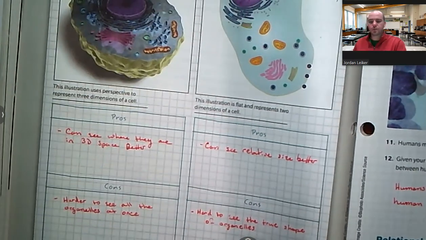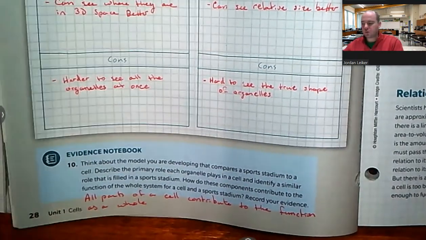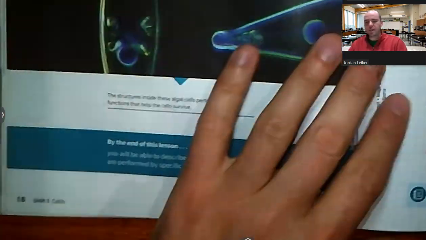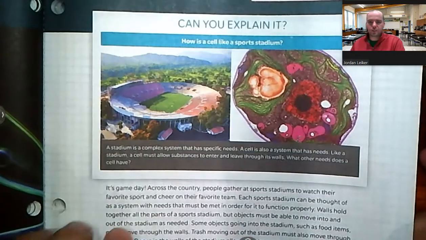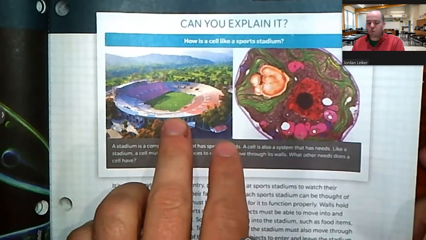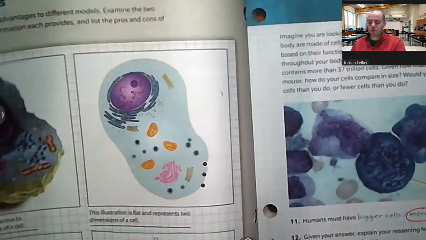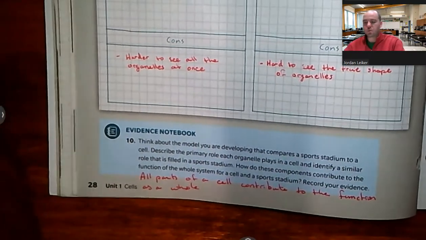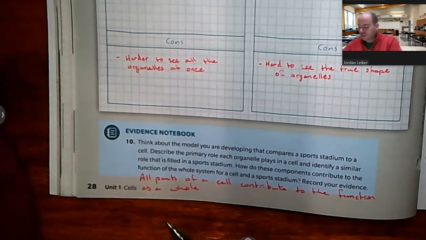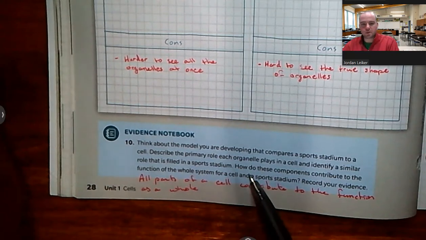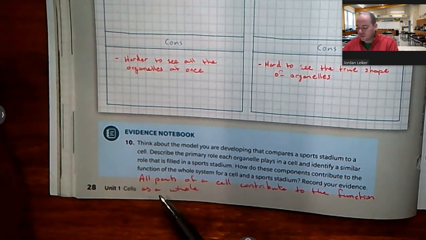If we look at our evidence notebook here, question number 10 at the bottom of the page, the evidence notebook always refers back to the beginning of the lesson. So whatever's at the beginning of the lesson, in this case we're talking about a sports stadium, we're comparing it to a cell, that's what that evidence notebook is always referring to. So if we look back here, we're thinking about that sports stadium and the cell. We're thinking about the model we're developing that compares a sports stadium to a cell.